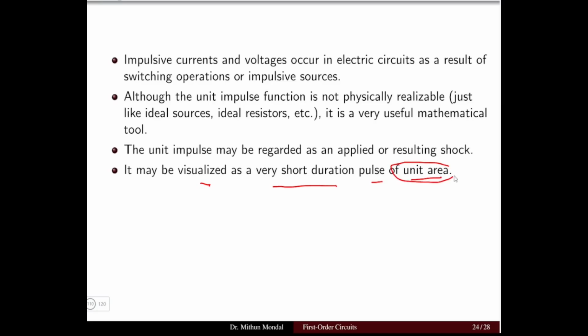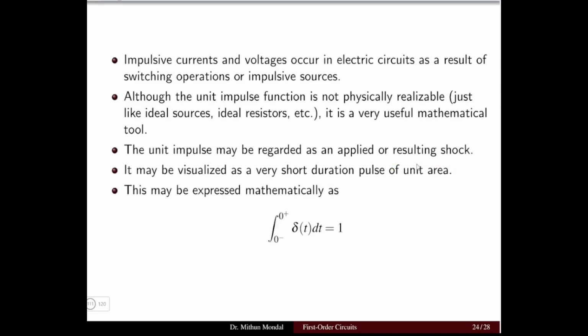So the area of the impulse will be unit area. Then we can write the equation mathematically as the integral of δ(t) dt. So for the impulse function, we are integrating from 0 minus to 0 plus. 0 minus simply means time t equal to 0 minus, that is any time less than t naught. When we say 0 plus, it means any time greater than t naught.